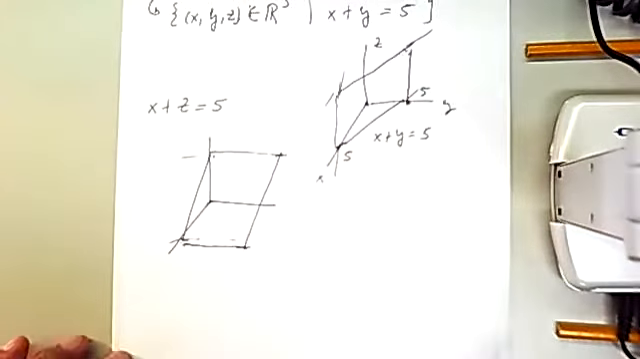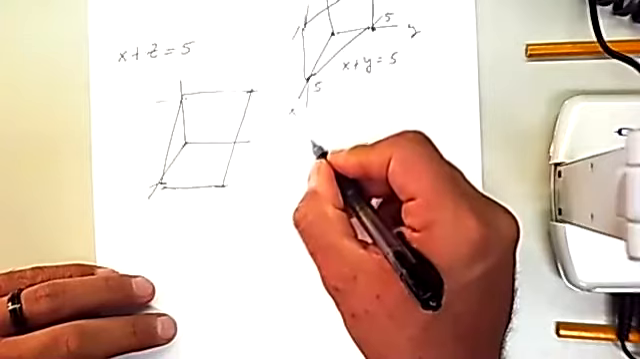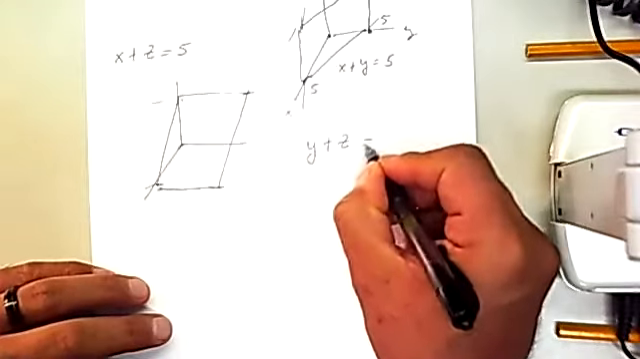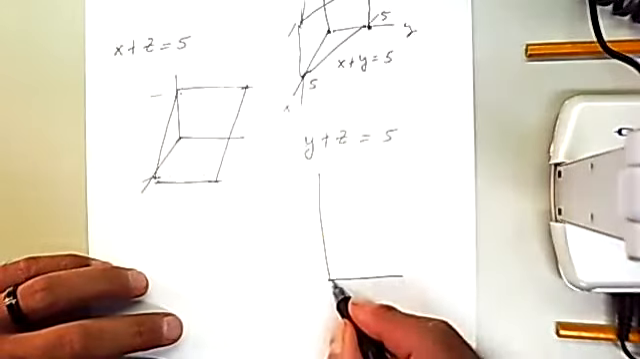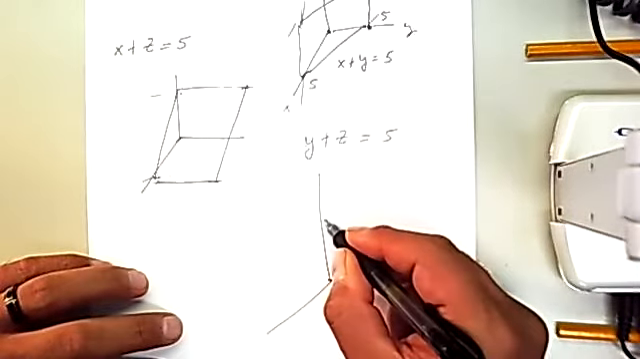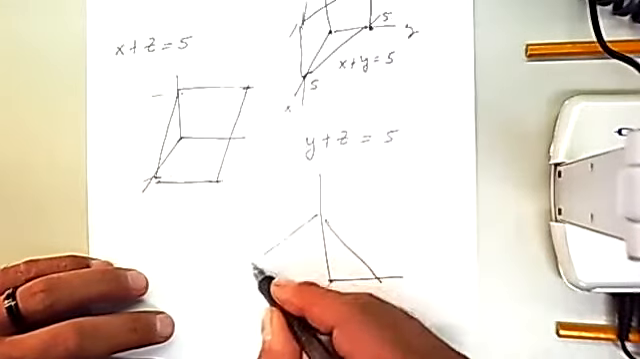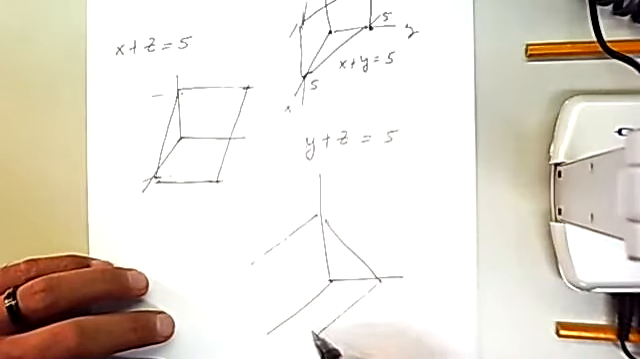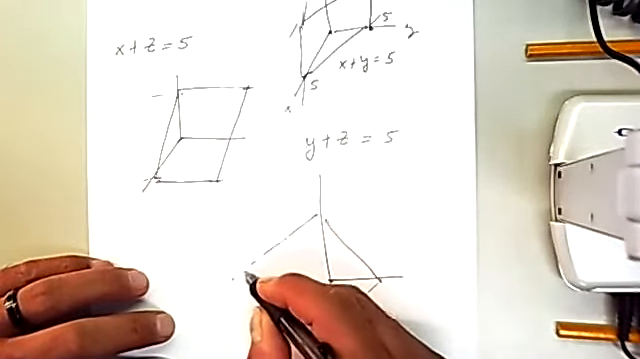Oftentimes that is enough for us to know what's going on. And then if we have y plus z equals 5, then we have this line to start with, and then we can extend the plane in this direction because x is free to be whatever it wants to be.